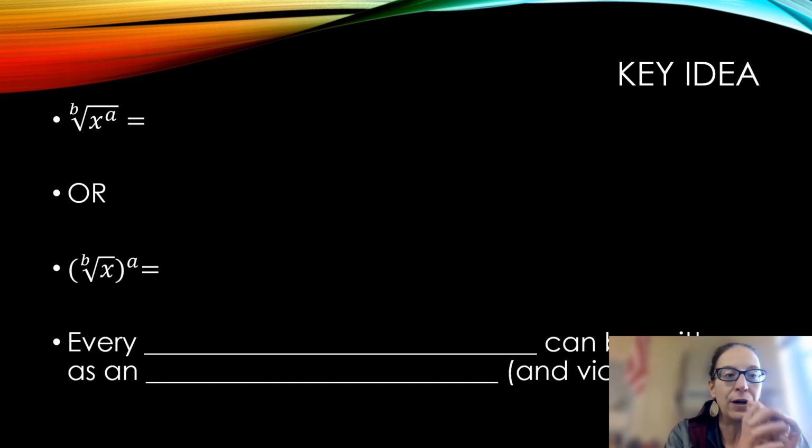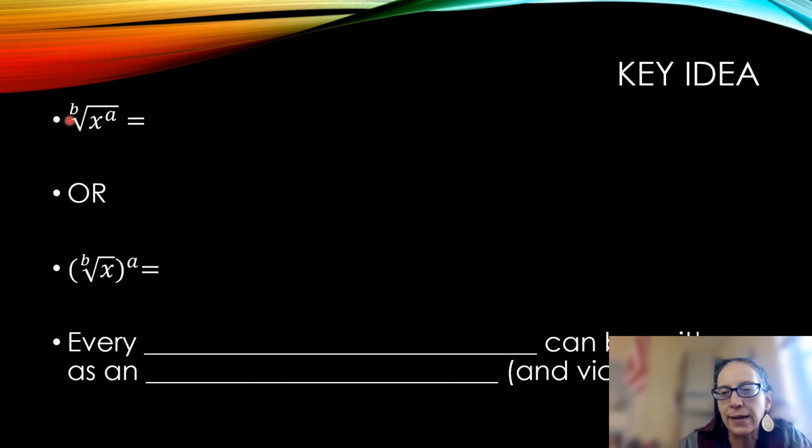So what we have here is our key idea. We have some kind of radical. We've been in this unit on radicals. We have some value x. We raise it to the 8th power, and then we take the bth root.